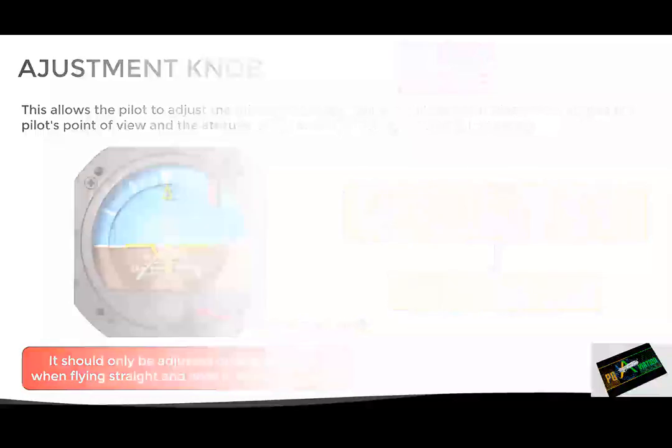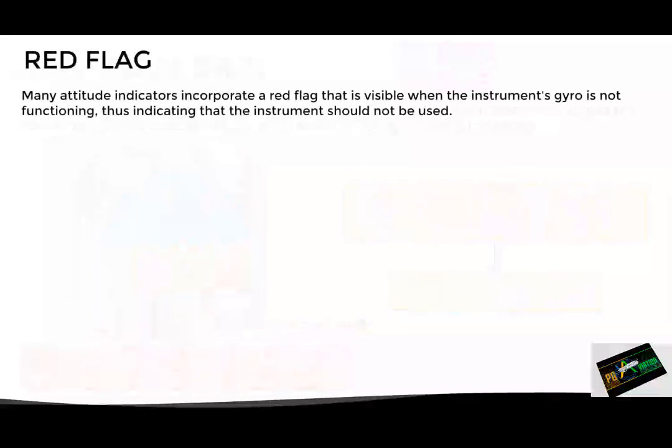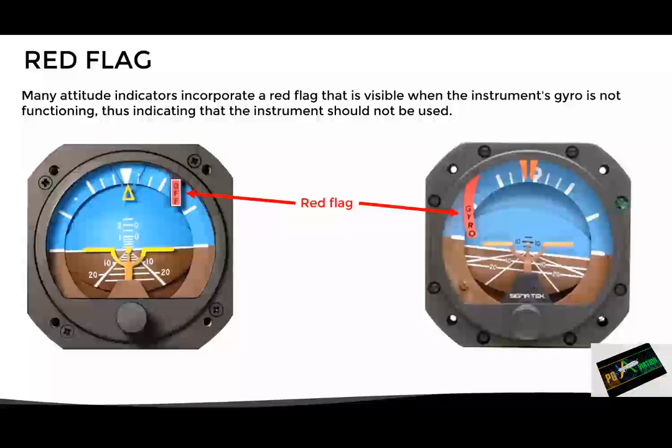Another component that can be found on some instruments is a red flag, which is visible when the instrument's gyroscope is not working properly, thus indicating that the instrument should not be used. So far, we have seen the parts of the instrument and how to read it. Let's now see how it works internally.